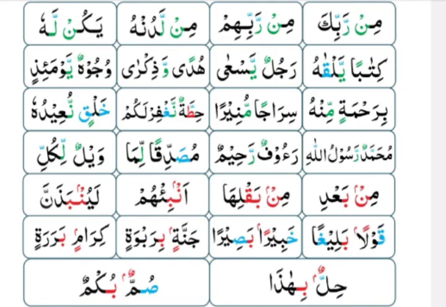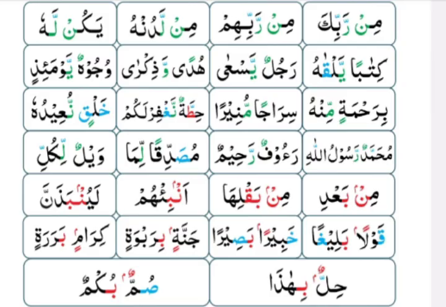Now open the next page, look at the first box in line 1. You can see Noon Sakin, and after Noon Sakin, Ra is coming. So Idgham will be done, but Gunna will not be done. You will not read Noon Sakin with Gunna in this case, because in the case of Lam and Ra, Idgham is done without Gunna. Like you will read like this, Mir Rabbika. You will not read as Mir Rabbika with Gunna. No, that's wrong. Read without Gunna. Mir Rabbika. These are the examples of Noon Sakin in Idgham.